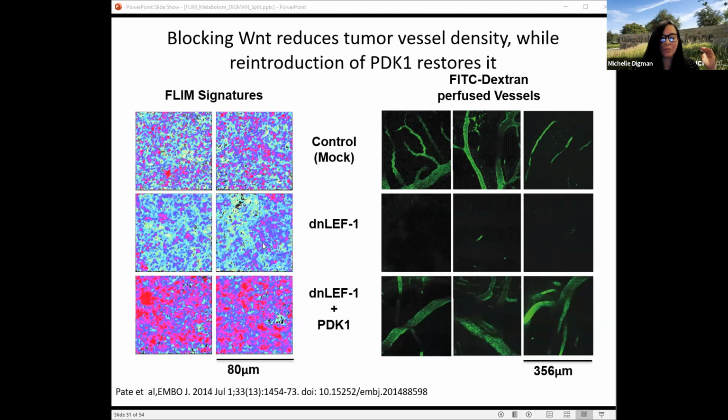So this is OXPHOS, which is good. You don't want these blood vessels to supply blood to the tumor, nutrients to the tumor. But now if you add PDK1 back, you get tumor, you get glycolysis, and you get angiogenesis.